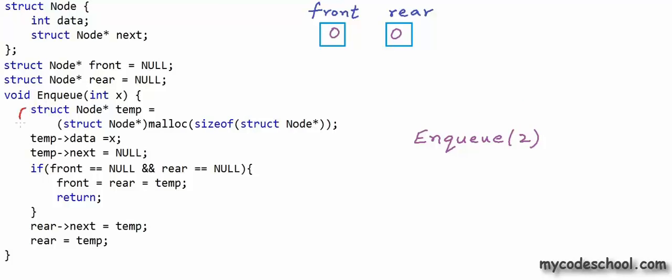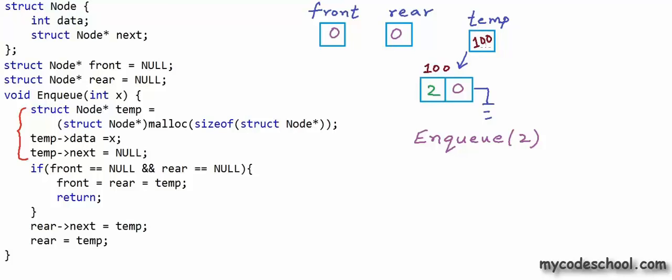First, we will create a node. The data part of this node will be set as 2, and the address part initially will be set as null. Let's say we got this node at address 100, so a variable named temp is storing this address. This variable is pointing to this node. Right now front and rear are both null, so we will go inside this if condition and simply set both front and rear as 100.